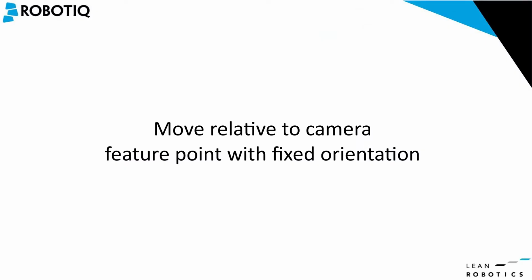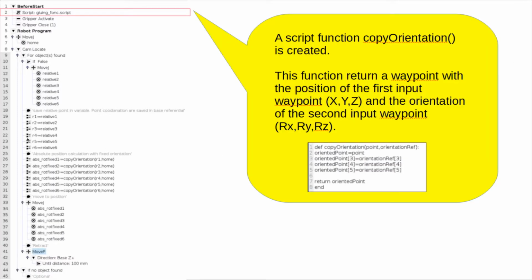Here is the program to make a relative move while keeping a fixed orientation of the tool. At the beginning of the program, there is the definition of a script function called copy orientation. This function returns the copy of a point while applying to this point the orientation of another reference point. This function is used later in the program.